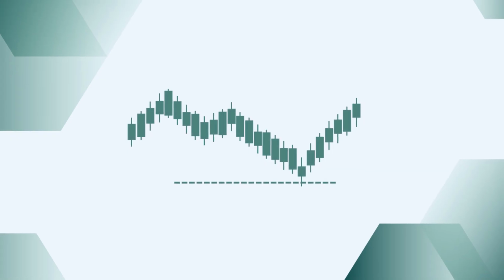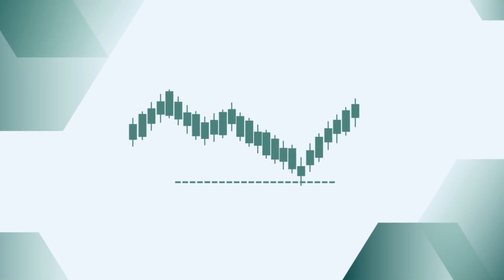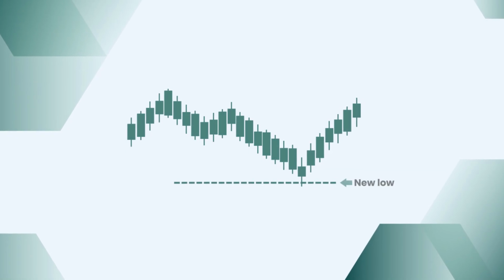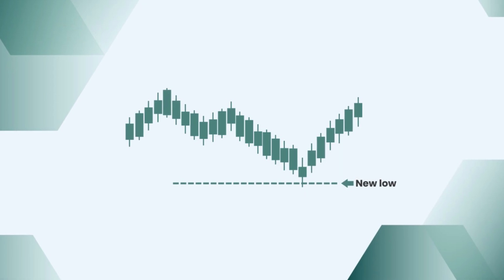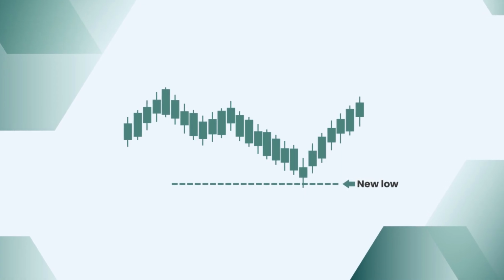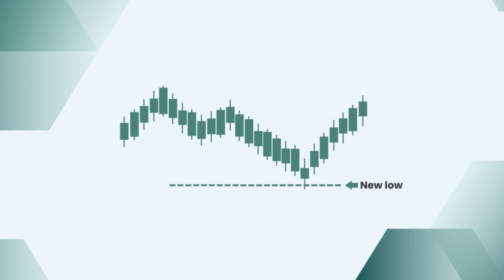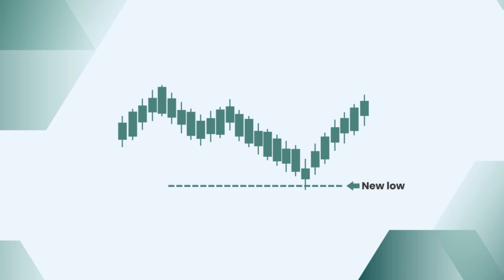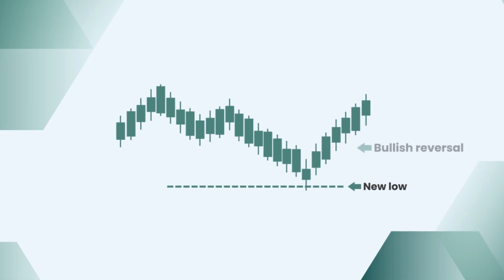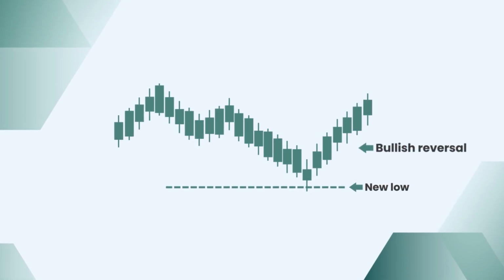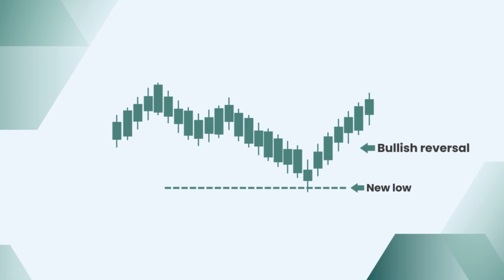Here's a simple scenario you will see often. Price is trending down and creating lower lows. Suddenly, it hits a new low, but this time the candle forms a long lower wick. Buyers step in aggressively. The next candle closes bullish. That new low wasn't continuation, it was a liquidity grab before the reversal. You spotted it by studying the low price behavior.